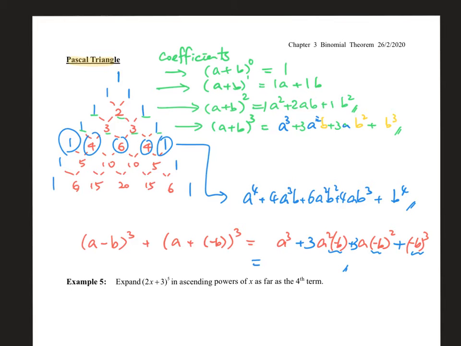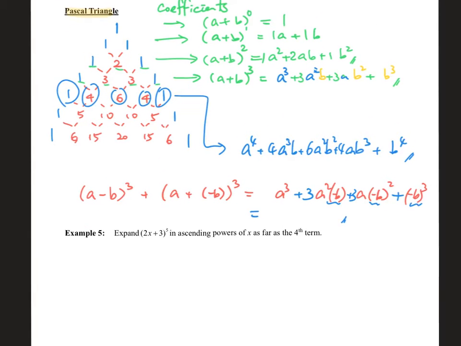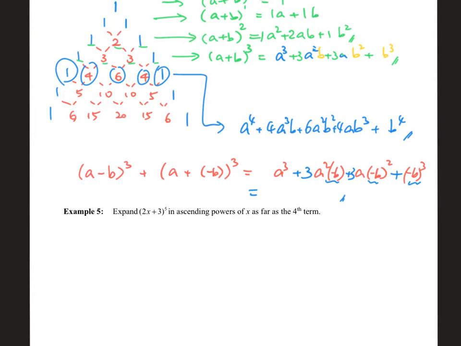So, Example 5: maybe I start the first line for you, and you try to complete the answers. First of all, there is an instruction called ascending. You need to write your answer in ascending order of powers of x as far as the fourth term. So what does that mean? That means you write in this way.